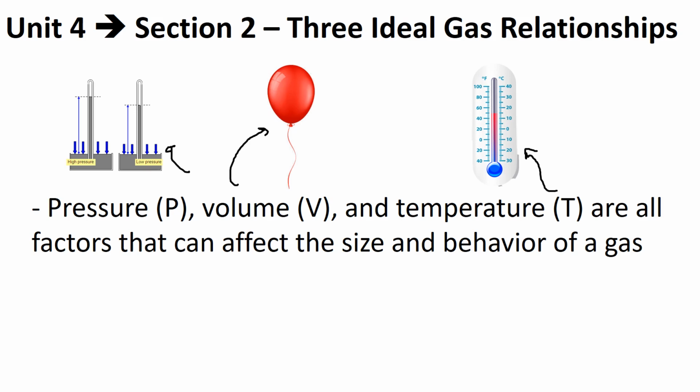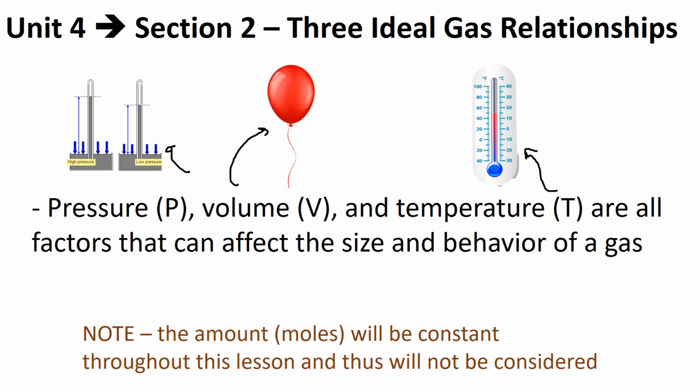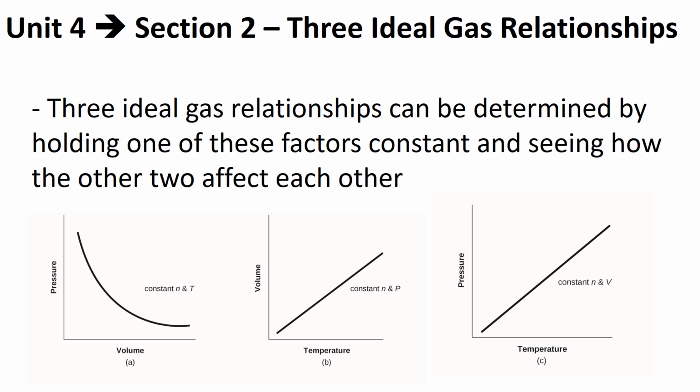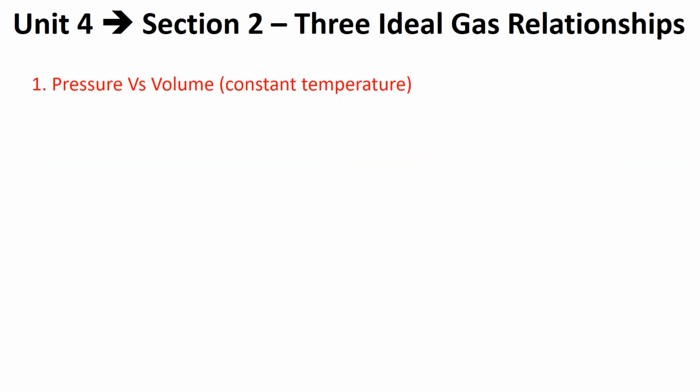Now there's one other thing to consider, and that's the amount of gas we have present in each situation. So the amount or moles will be constant throughout the lesson, and so we're not going to consider it. So we'll disregard the moles for now. So three ideal gas relationships can be determined by holding one of these three factors constant and seeing how the other two affect each other. These are going to be the outcomes that we're going to go ahead and prove in this lesson.